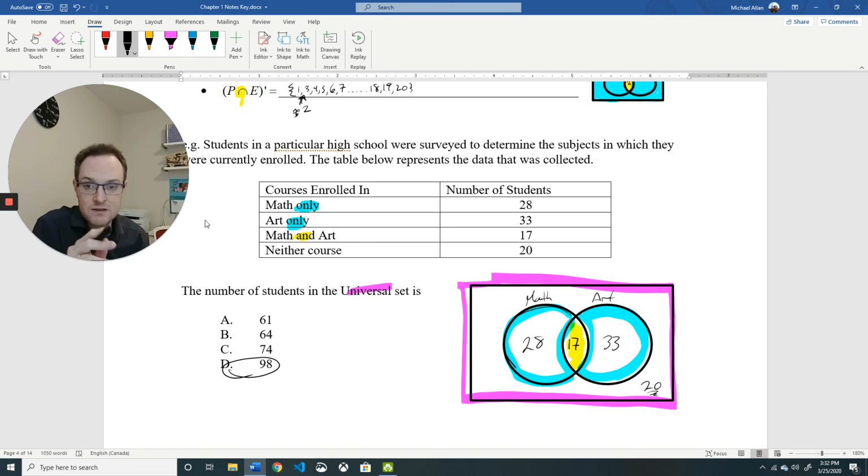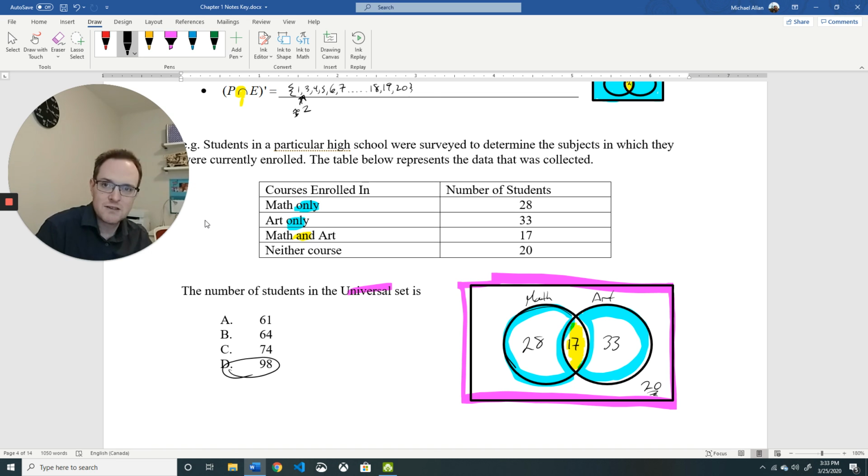Now this is a pretty easy question. I could have just added the numbers up in this table, and I could have got the answer 98 right away. Sometimes there's tricks. Sometimes they don't tell you how many kids there are only in math. Maybe they just tell you, okay, these are all the kids that are enrolled in math.